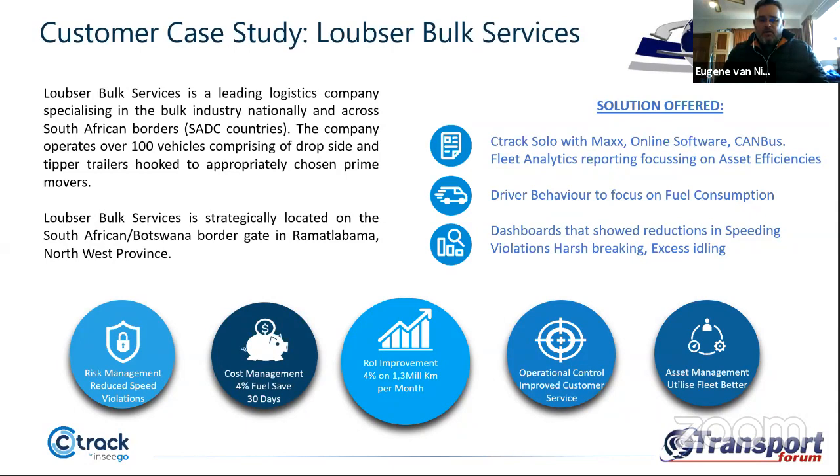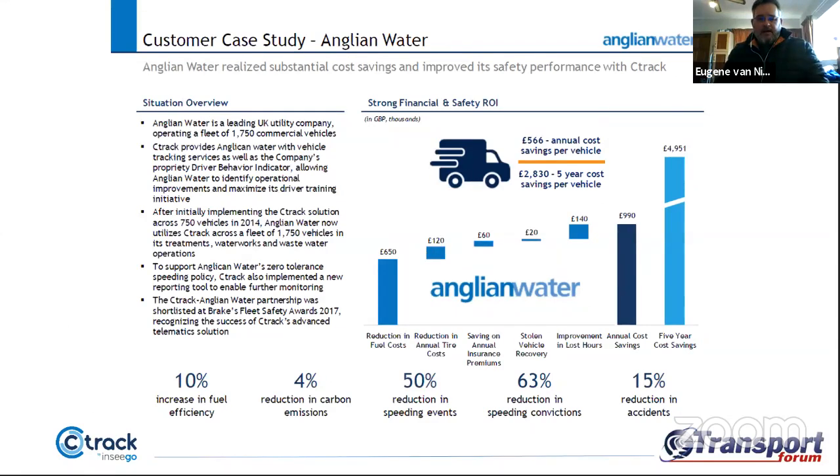Now, it is very possible, if you're using the technology on other areas of the business, that those benefits could be realized as well. Another example is a UK-based company, Anglian Water. And you can see the numbers, increase in fuel efficiency of 10%. A direct link is the reduction in carbon emissions, because if you use less fuel, of course, you have less carbon exposed. 50% reduction in speeding, a 63% reduction in speeding convictions. And that, of course, relates to a reduction in accidents.